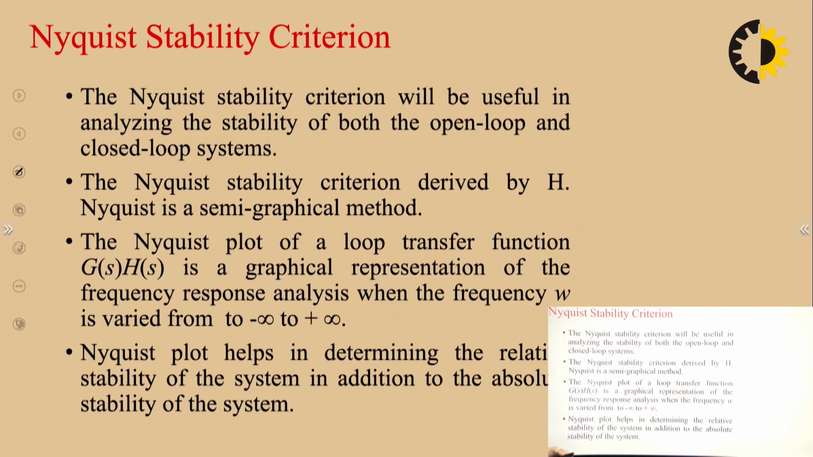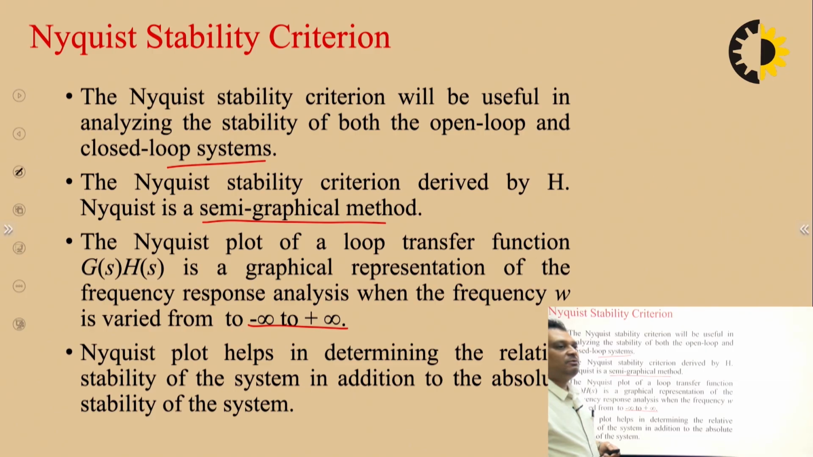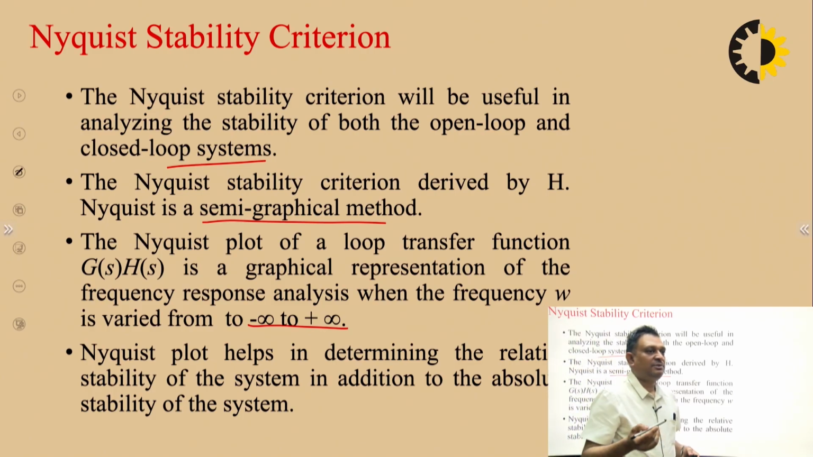So the Nyquist Stability Criterion will be useful in analyzing stability of both open loop and closed loop systems. The Nyquist Stability Criterion, derived by H. Nyquist, is a semi-graphical method. Like the polar plot, this Nyquist plot is also a semi-graphical type of plot. The Nyquist plot of a loop transfer function is a graphical representation of the frequency response analysis when the frequency omega is varied from minus infinity to plus infinity. So we will vary the frequency from minus infinity to plus infinity, rather than from 0 to infinity, as we have done in the case of polar plot.